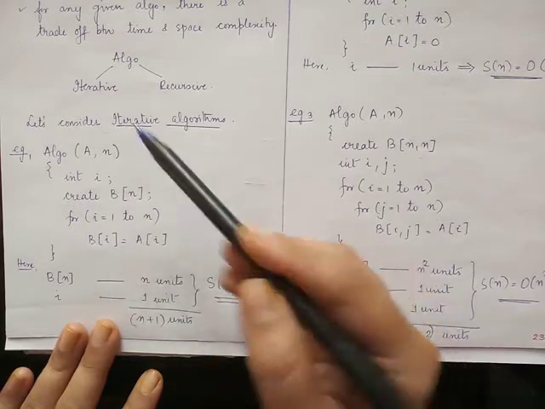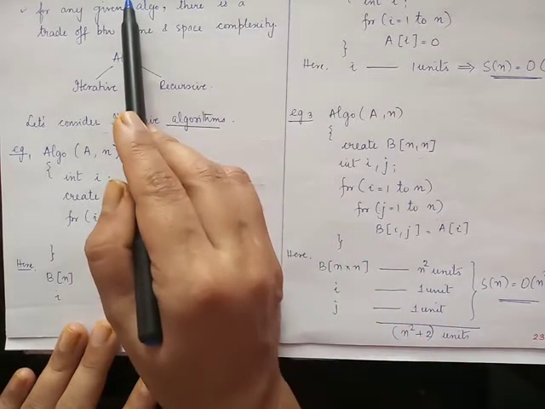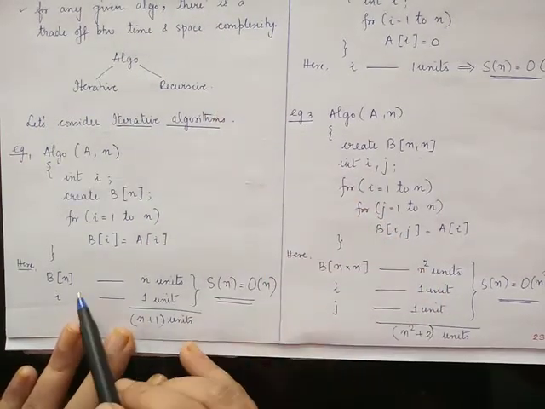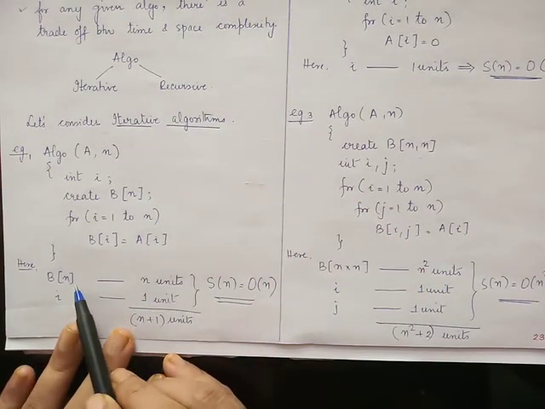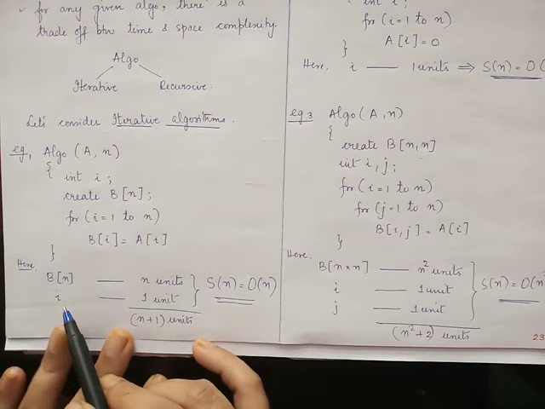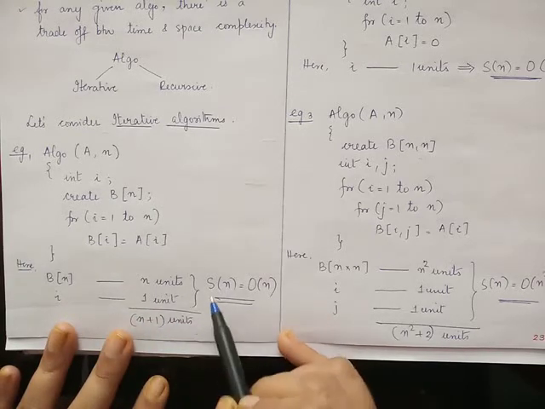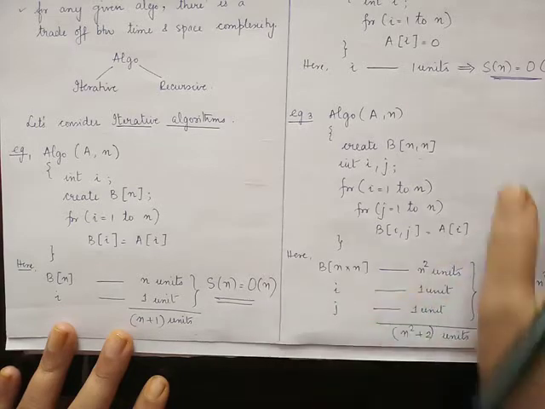Since we are more interested in extra memory required, the extra memory required is n units for this array B and 1 unit for the temporary variable I. In effect, it is n plus 1 units, hence S of n is equal to big O of n.